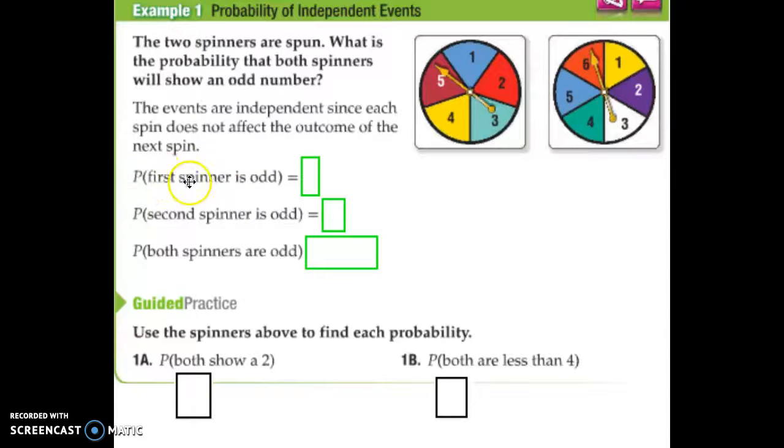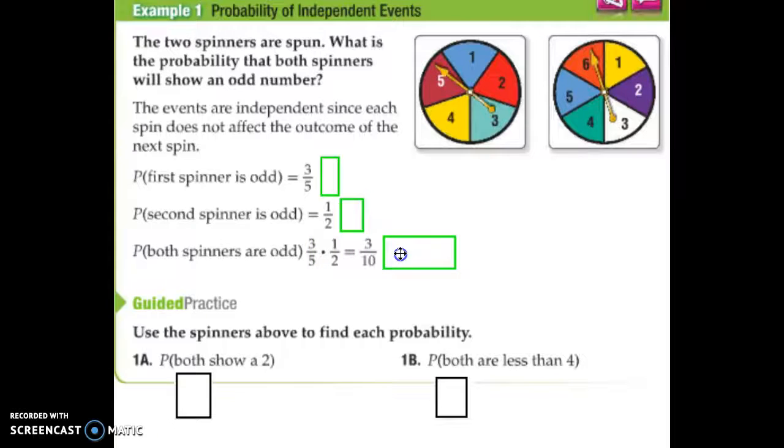So what's the probability of the first spinner being odd? So here's your first spinner. I got 1, 2, 3 odds out of how many total? 5. So 3 out of 5 is my first probability. The second spinner being odd is 1, 2, 3 out of how many? 6. 3 out of 6 reduces down to 1/2. And so if I want to know if they're both going to be odd, what's that probability? If I spin them both and they're both odd, well, I need to multiply those two fractions together, and I get 3/10, or 3 out of 10. Alright, so that's how probability works of independent events.